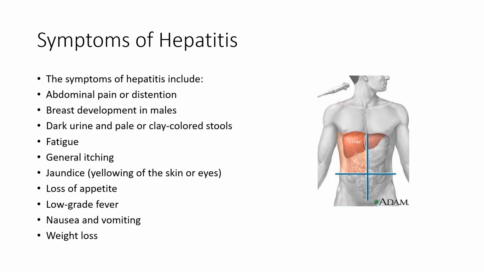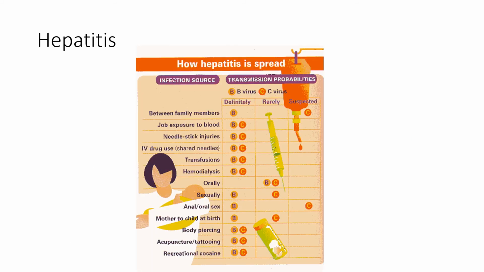Jaundice, of course, is yellowing of the eyes and skin, and certainly points to warning signs with the liver and/or gallbladder. Then there are other issues here, which could be almost anything, everything from a loss of appetite, low-grade fever, nausea and vomiting, and weight loss.